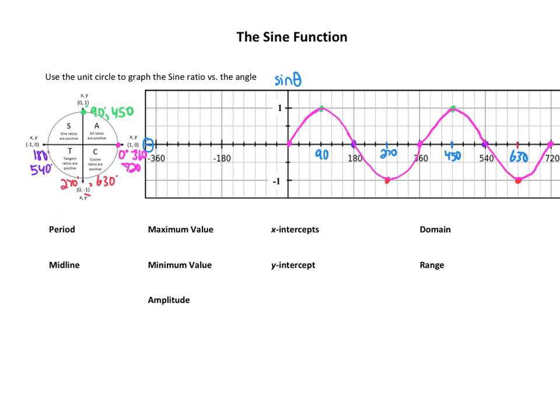What you should notice is that the second cycle is identical to the first cycle. So the first cycle starts at the origin, which is on the midline. The midline cuts the curve in half.